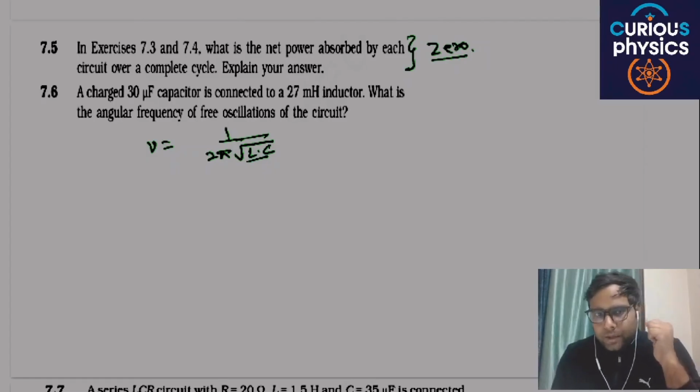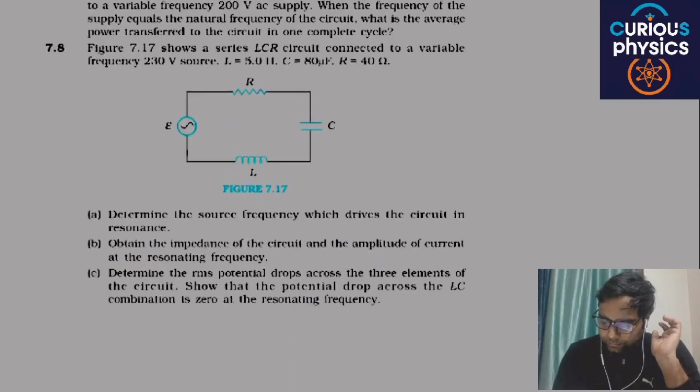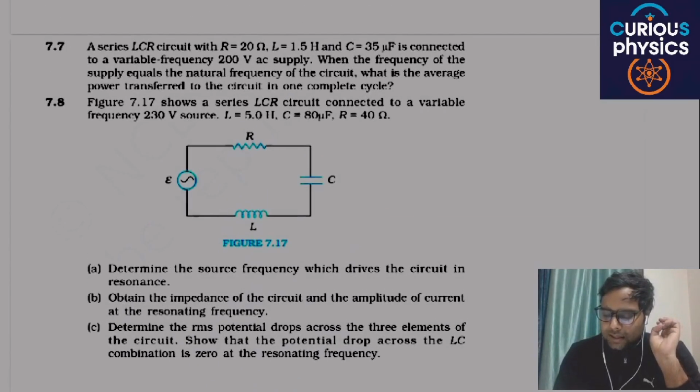Okay, are you able to understand this particular question? These are directly formula based questions, nothing so special about these questions. Next is 7.7. A series LCR circuit with R, L and C is connected to a variable frequency supply. When the frequency of the supply equals the natural frequency of the circuit, what is the average power transfer to the circuit in one complete cycle?